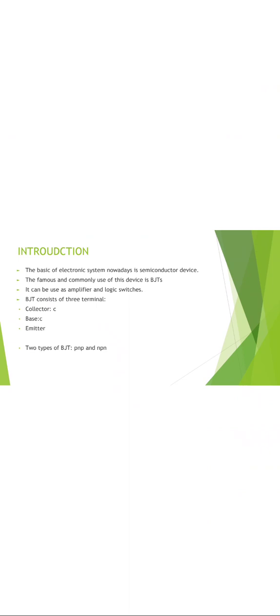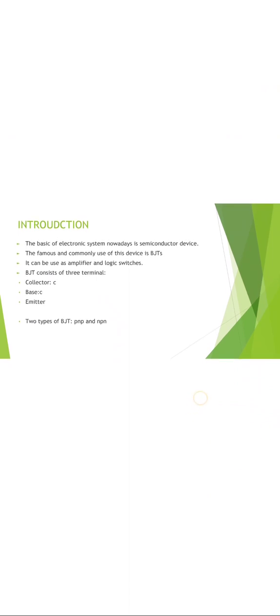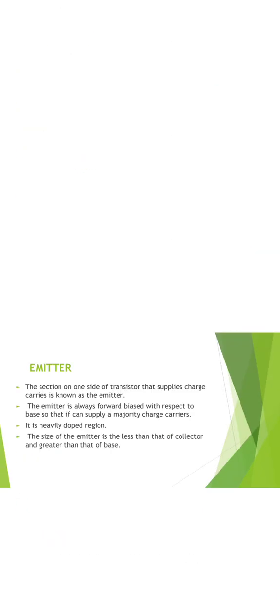The basis of electronic systems nowadays is the semiconductor device, and the most famous and commonly used of these devices is the BJT. It can be used as an amplifier and as a logic switch. A BJT consists of three terminals. First is the collector C, second one is the base B, and third one is the emitter. There are two types of BJT, PNP and NPN.